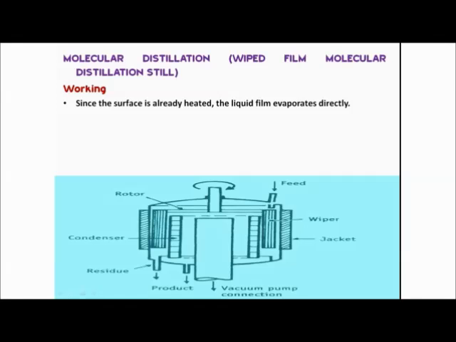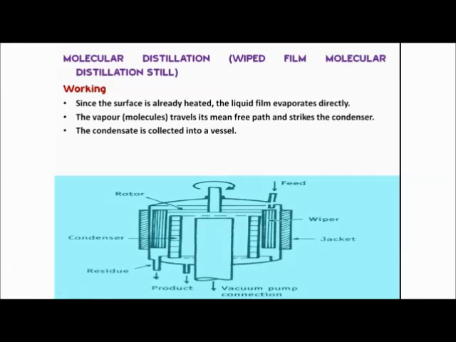Once the feed has been introduced and forms the film, the wiper moves in a circular motion within this cylindrical device, and it will immediately get evaporated, right? So the vapor molecules will travel their mean free path and they will strike the condenser. The next step is that once they strike the condenser, they get converted into liquid, the condensate. It is collected in the vessel.